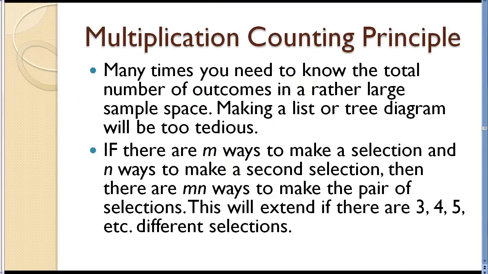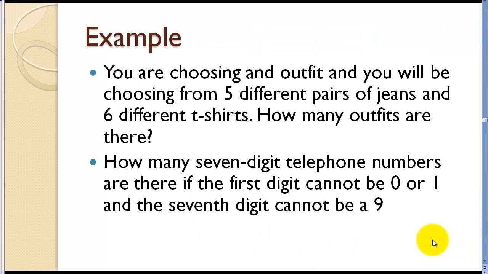Now, sometimes it's impossible to list out all of the possible outcomes of something. So there is a multiplication counting principle that we can use here. In the second part of this, we'll be going into more elaborate counting techniques. But essentially, if we have m ways to make a first selection and then n ways to make a second selection, the total ways of making the pair would be m times n. And if we have 3, 4, or 5 different selections, we could continue. So we'll look at a couple examples here.